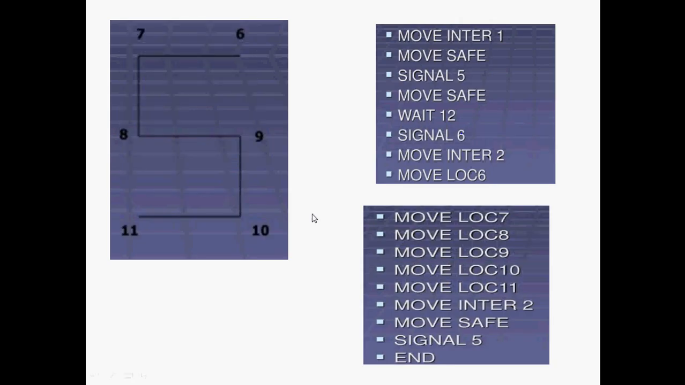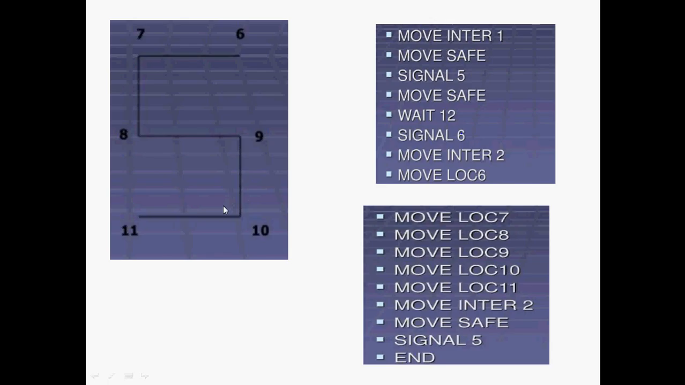Similarly, we use the same format for the letter S. First of all move enter 1, then move safe, then signal 5, getting the sensor signal, then move safe, then wait for 12, that is wait some minutes. After that signal 6, another signal from the system, and then move enter 2, intermediate point number 2. Then move location 6, move location 7, move location 8, move location 9, move location 10, move location 11. In this format we write the program.